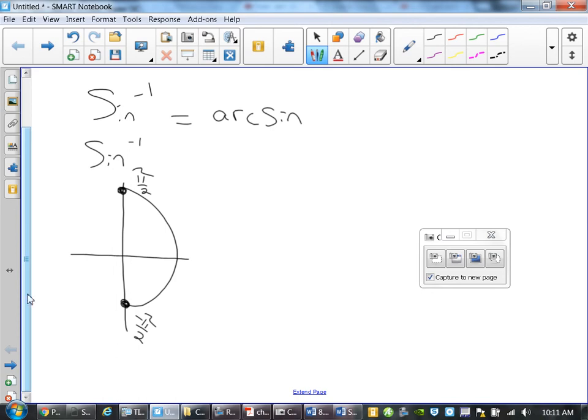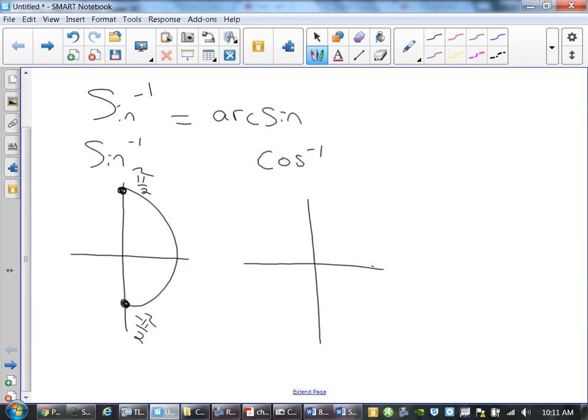When you look for cosine, if you remember, you're looking between 0 and pi.